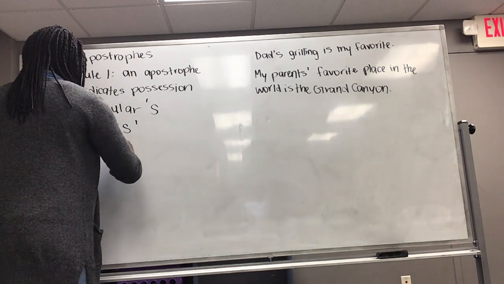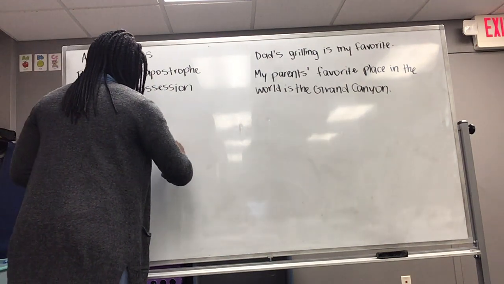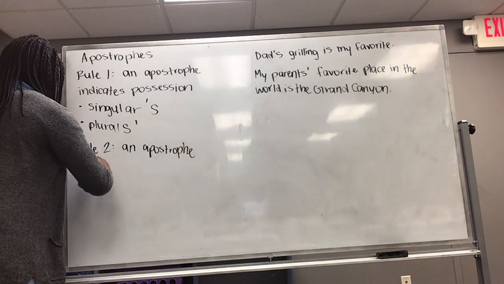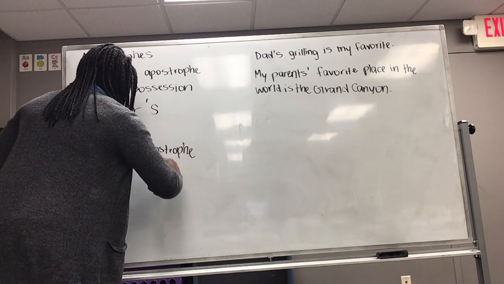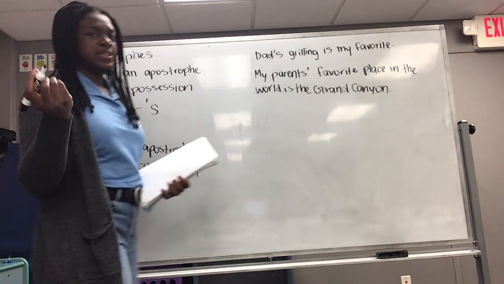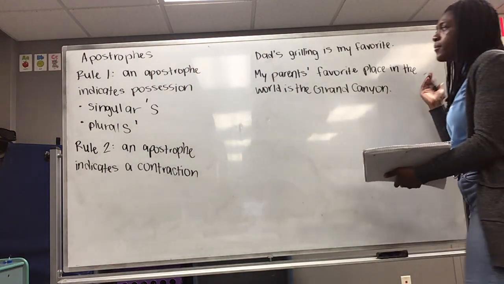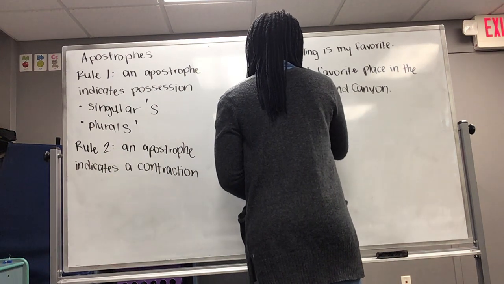you guys likely know this one too, but it's that an apostrophe indicates a contraction. I'm sure you know what contractions are, but I'm going to write a couple of examples of some that you may see on the ACT, and their translations.